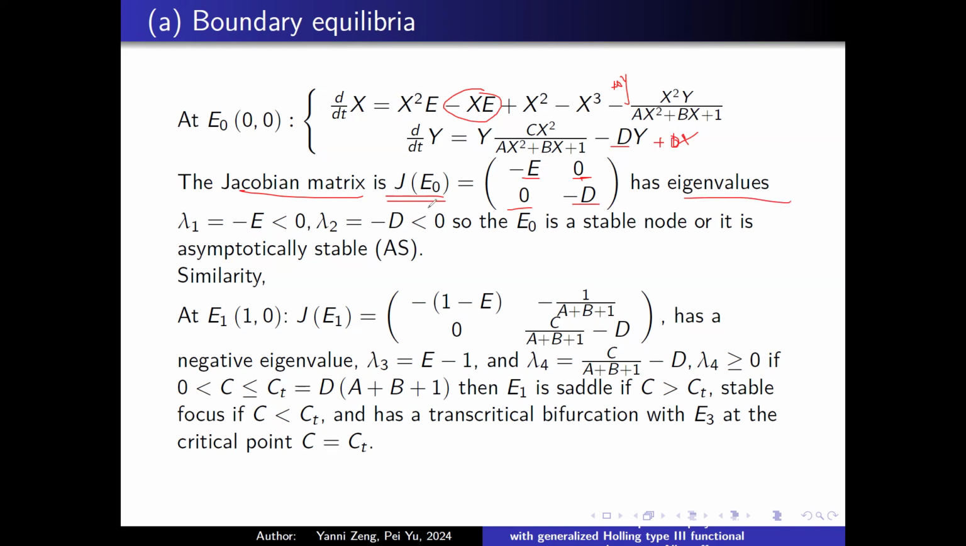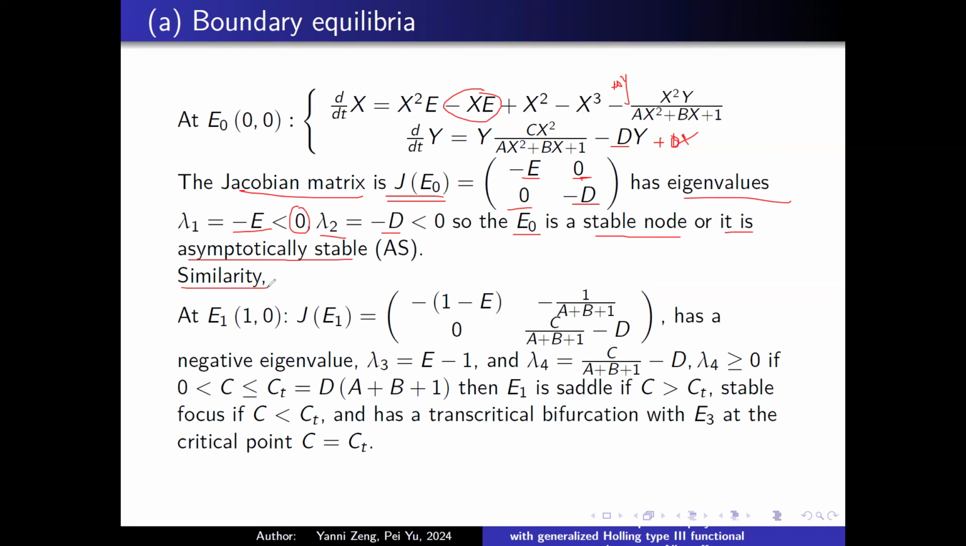The eigenvalues: lambda 1 is minus e, so it's smaller than 0, and lambda 2 is d. Also, E0 is stable based on the first condition we summarized. And it's also called asymptotically stable. Okay, we just follow the conditions we summarized.